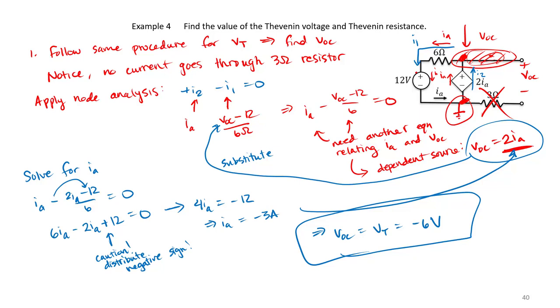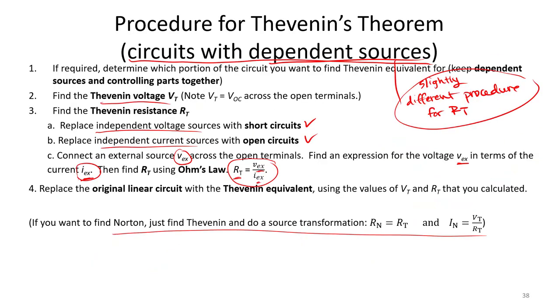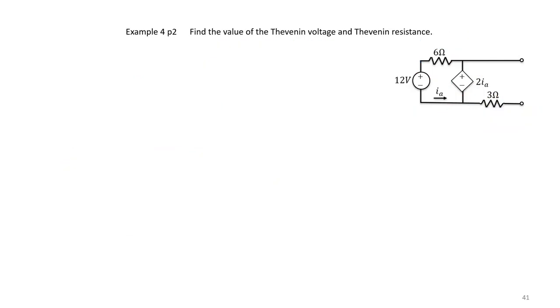Okay, so we found our Thevenin voltage. It's time to use our slightly different procedure to determine our Thevenin resistance. So remember, because we have a dependent source, we need to follow the correct procedure for the Thevenin resistance with dependent sources.